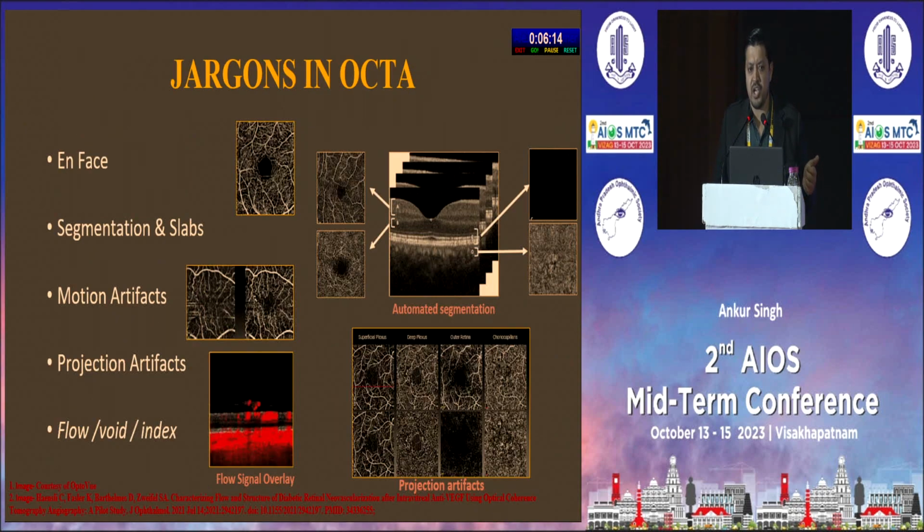So then there are diagrams in OCT. What is en-face? En-face is a 2D representation of the 3D volumetric data. Different layers of the retina are identified as segments, and the area between each segment is known as a slab. If you move the eye during examination, there could be motion artifacts seen as jagged lines. There could be projection artifacts when the superficial vessels are seen in the deeper layers of the retina. Then there are flow, flow void, and flow indices.